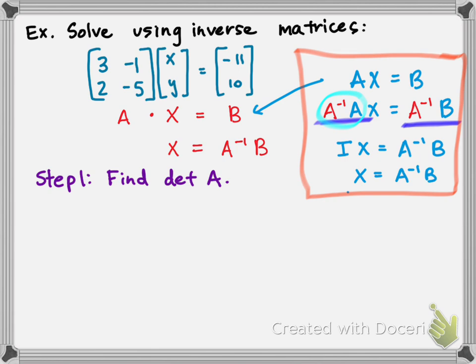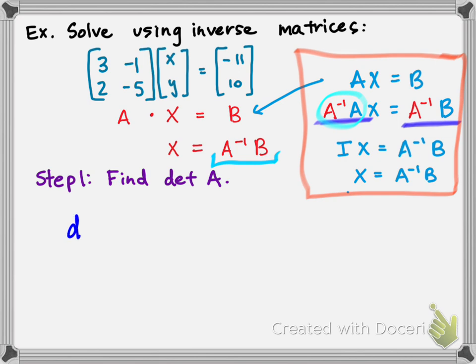To find the solution, you write A inverse times B. Remember, order does matter. Multiplication is not commutative. So we need to remember that we're going to take the inverse matrix and multiply it by B. The first step in finding an inverse is to find the determinant of A.